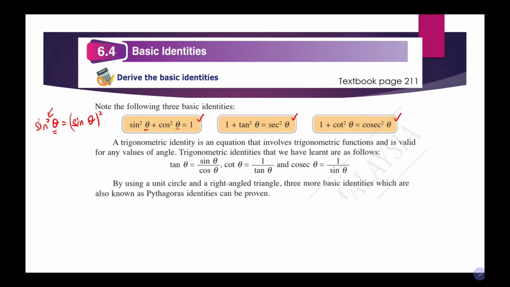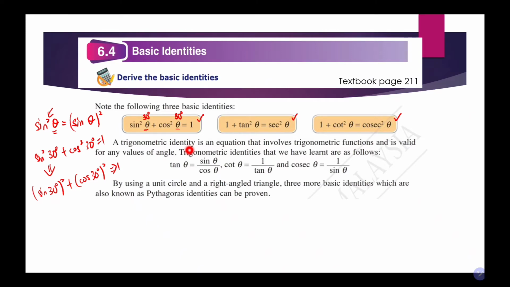Alright, if you want to make your theta into 30 degrees, then this one should be 30 degrees. We can check with a calculator. Sine square of 30 degrees plus cos square of 30 degrees. Do you get 1? How do I press this in your calculator? Okay, so we will press sine 30 degrees and then square, plus cos 30 degrees and square, and we should be able to get 1.